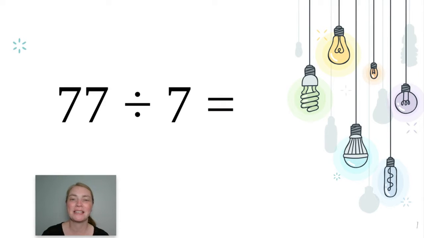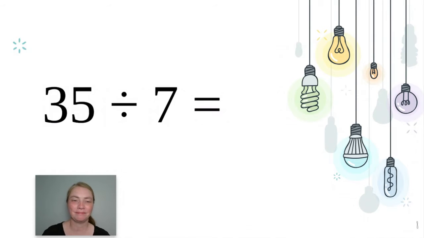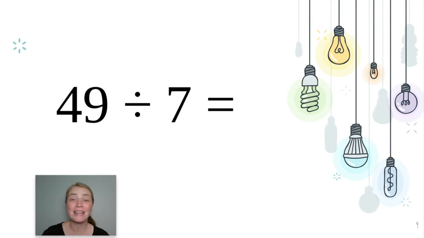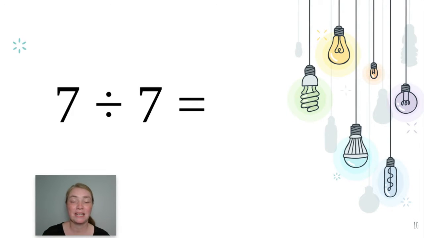77 divided by 7 is equal to, it's 11. 35 divided by 7 is equal to, it's 5. 49 divided by 7 is equal to 7. 7 divided by 7, that's equal to 1.